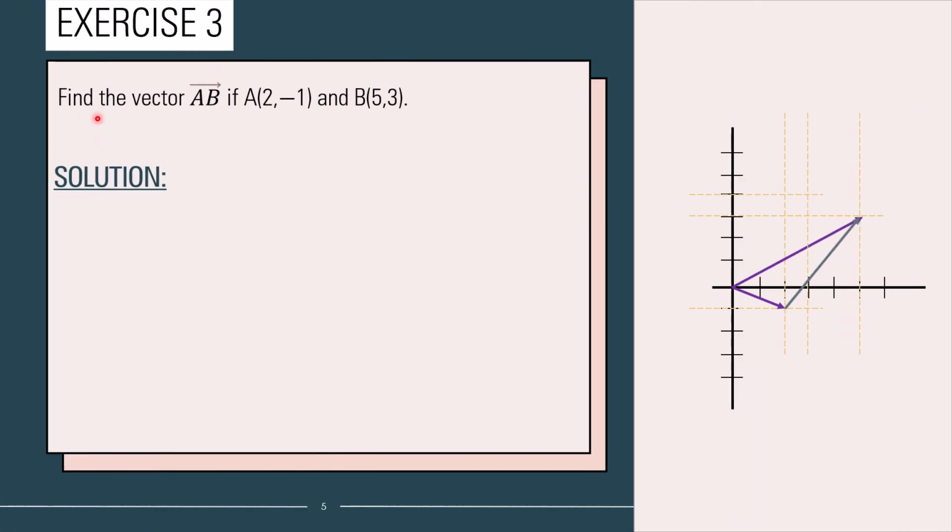Next, question number 3. Find the vector AB if A is (2, minus 1) and B is (5, 3). You have to find the resultant vector AB. This vector is OA.